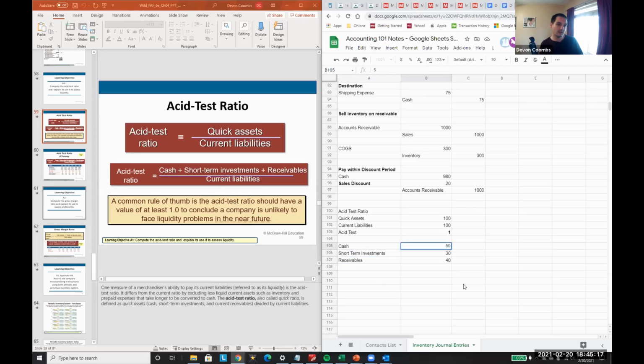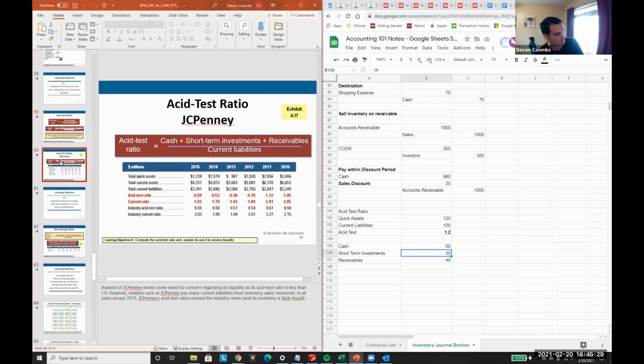And so you can see here, if I change this amount, it'll give us a different acid test. If your acid test is under 1, you're in trouble, right? It means that you're probably not going to be able to pay your debts. The higher the number is, the better. And the reason that receivables are there is because that's short-term, whereas notes are long-term? Correct. Exactly. Good job, Jeremy.